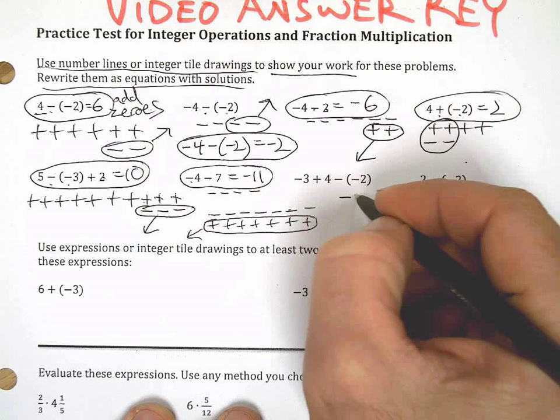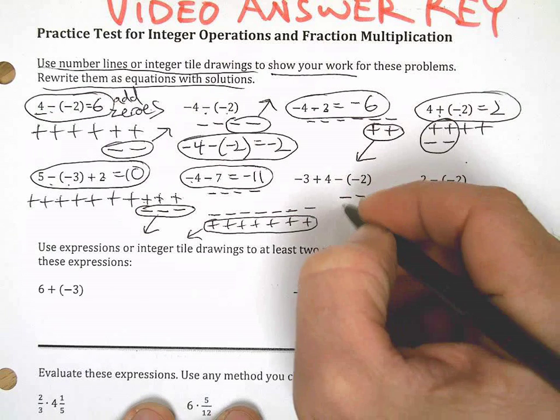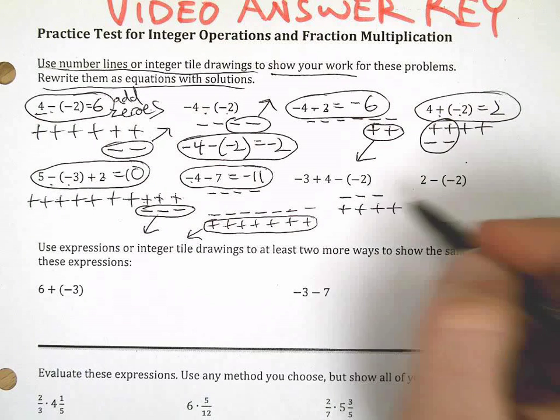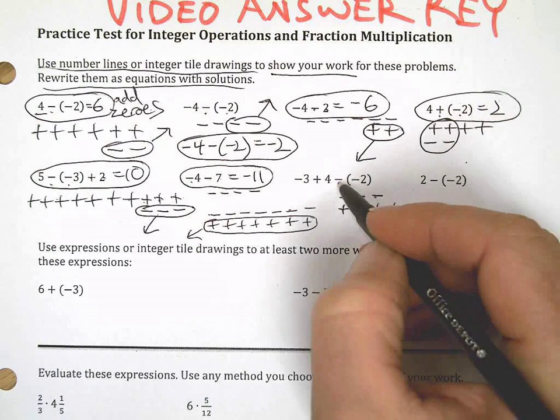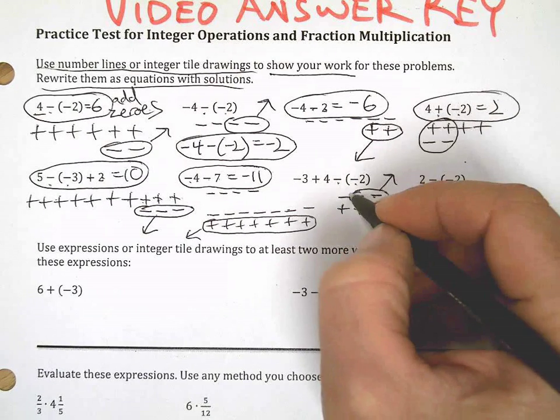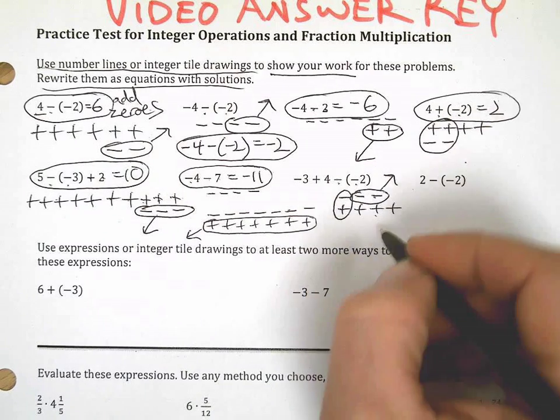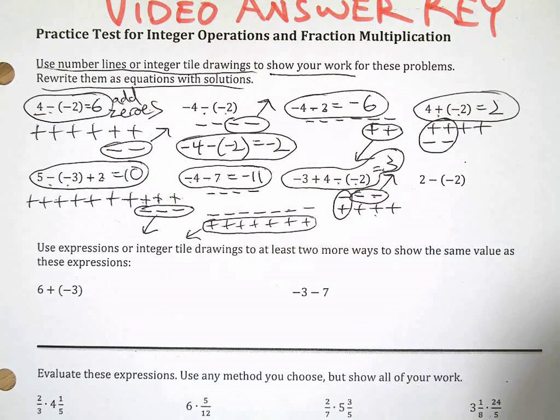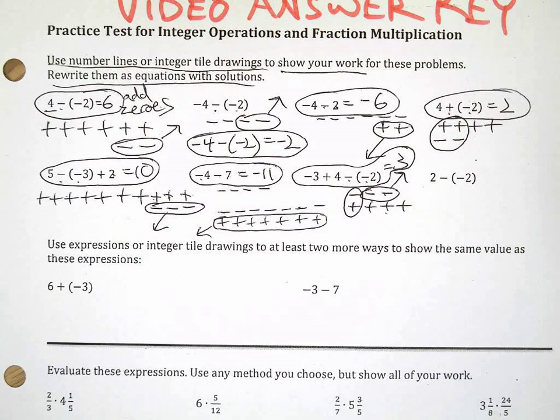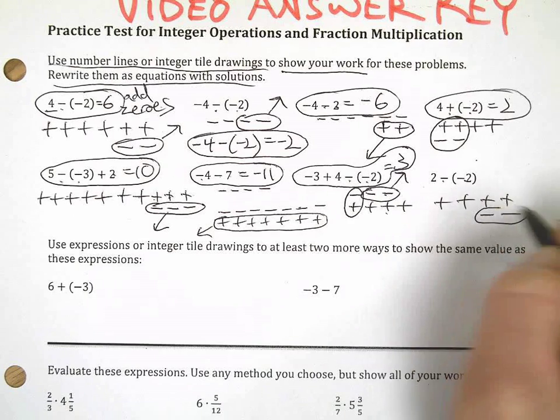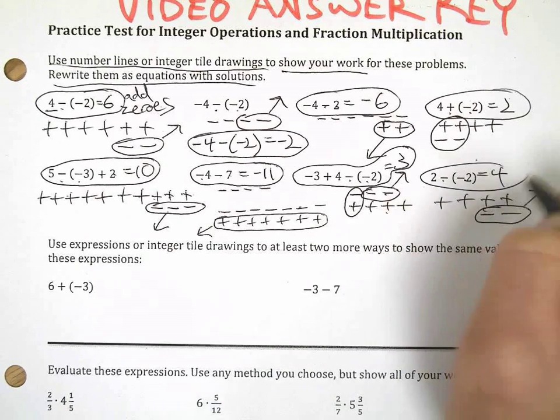One more. -3, +4. -3, and I added 4, and I want to take away -2. Here's a 0. What's left here? 3 positives. Okay, next, 2. Take away -2 means I need to add a couple of zeros. There's my -2. There's the answer.